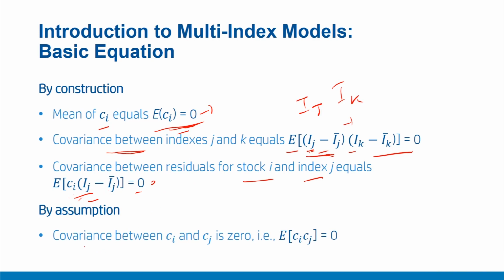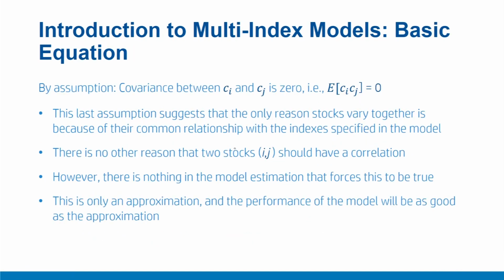Last and a slightly more difficult term: the covariance between error terms Ci for security i and Cj for security j is 0. That means the expectation of Ci into Cj is 0. Now this is a slightly tricky term, as we'll see. This last assumption, that the covariance between Ci and Cj is 0, is very important for multi-index models. It suggests that the only reason stocks vary together is because of their common relationship with the indices specified in the model, that is Ijs. And therefore there is no other reason two stocks i and j should have a correlation, because all that is common to them is contained by these indices that we have modeled.